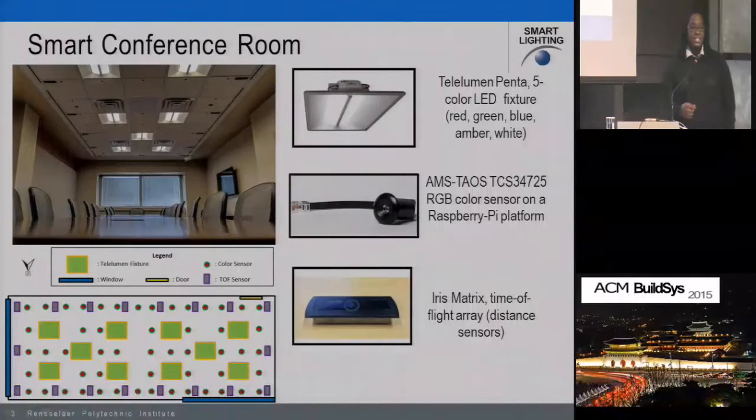We also have 18 time-of-flight sensors or distance sensors, and these are similar to the laser rangefinders you can get at the hardware store. Both the RGB sensors and the time-of-flight sensors are installed in the ceiling of the room in such a way that they give full coverage of the room.